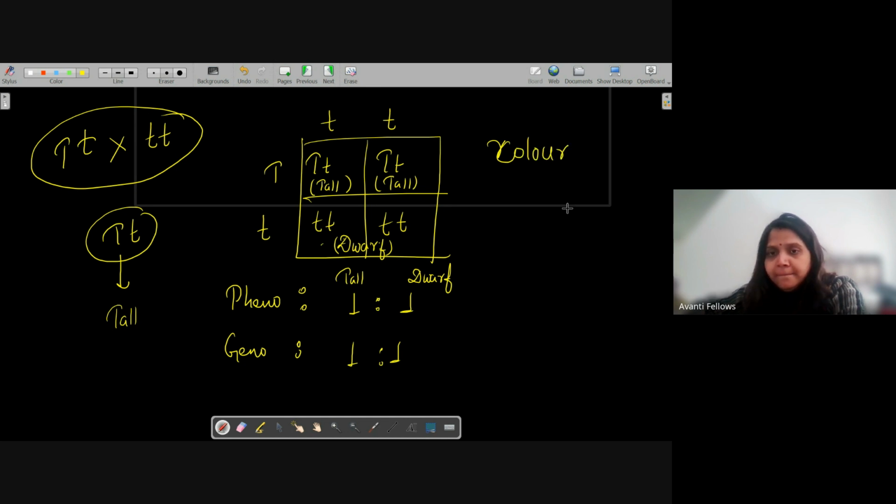How? Like capital R is dominant and it is going to give you red color. Small r, they are recessive and they are going to give you white color.